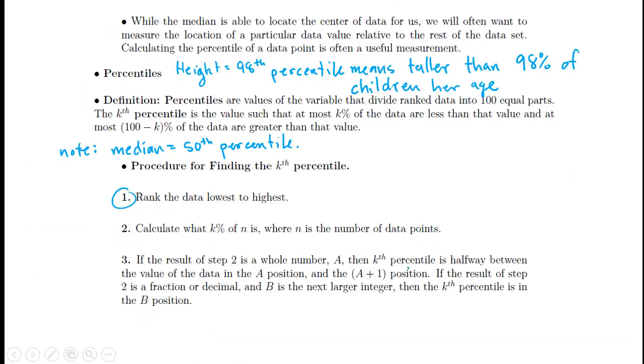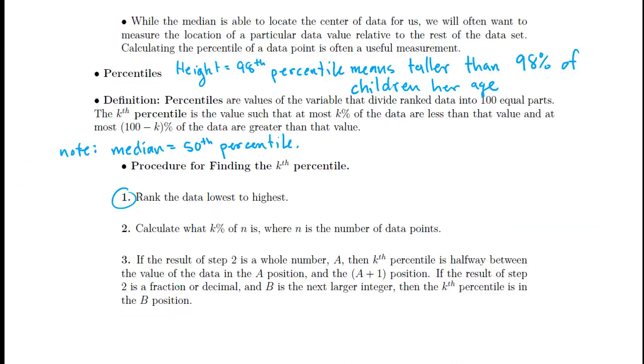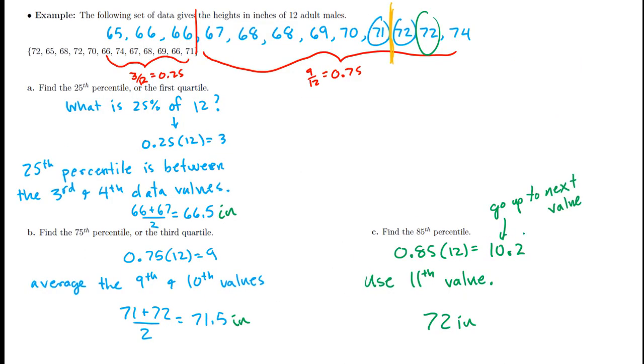Okay, so going back to this procedure, it says if the result in step 2 is a whole number, then your percentile is halfway between the value of the data in that A position, so that number you just calculated, and the A plus 1 position. That's what we did in these first two. If the result of step 2 is a fraction or decimal, and B is the next larger integer, then the percentile is in the B position. That's what we did here. 11 is the next larger integer, so we used the 11th value.